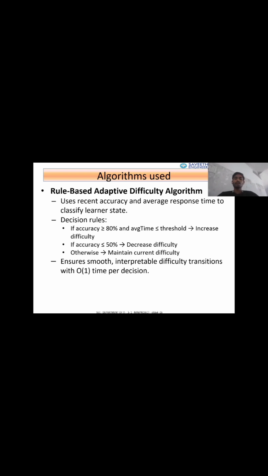So now I explain the algorithm we used in the project. The main algorithm used is our rule-based adaptive quiz algorithm. This algorithm decides the difficulty of the next question based on the student's recent performance. If the student answers most questions correctly and takes less time, the system increases the difficulty level. And if the student answers many questions incorrectly, the system reduces the difficulty level.